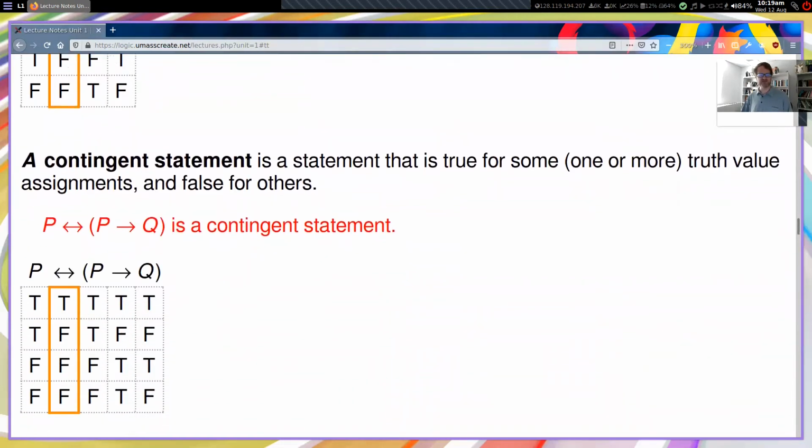A statement that's true for at least one of the combinations of truth or falsity to atomic parts and false for at least one, so it's neither a tautology nor a self-contradiction, is called a contingent statement.